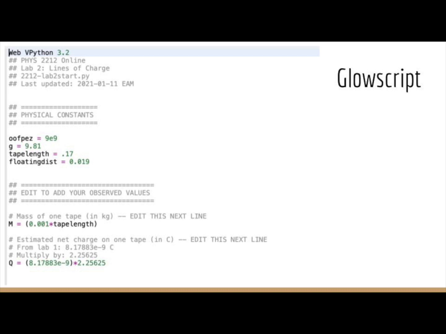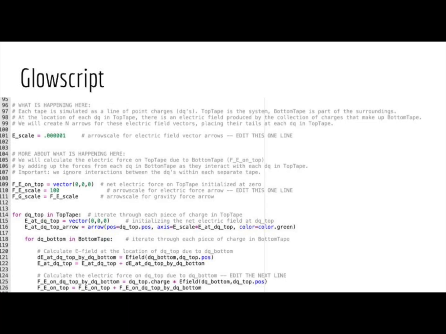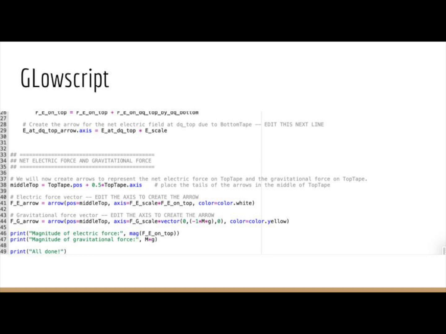We found that it was this number by substituting in different numbers and seeing which one would give us an accurate Q, and an accurate Q would be when the electric force equals the force of gravity. Okay, here we're just initializing the tapes as objects in our code. Here we are calculating the forces on each piece of tape by using the electric field and using superposition to add it all up. And then we just model it.